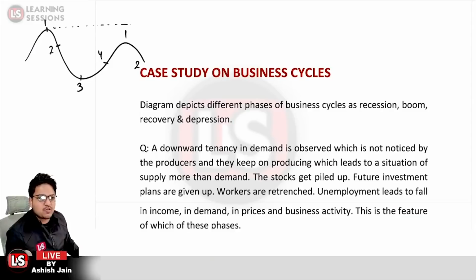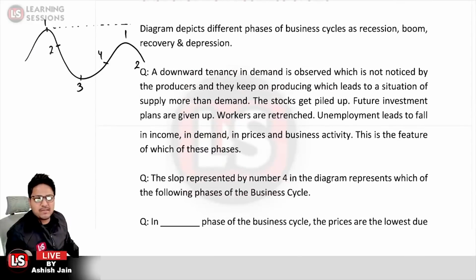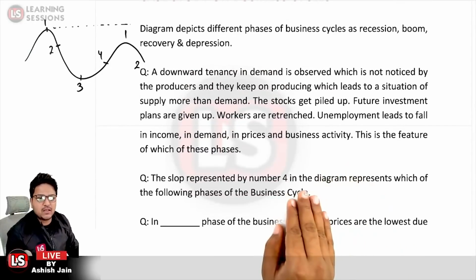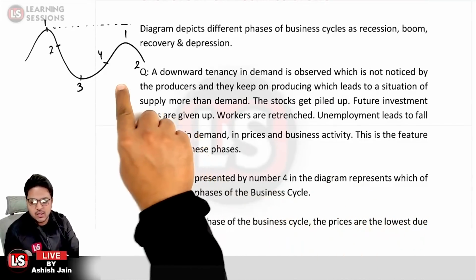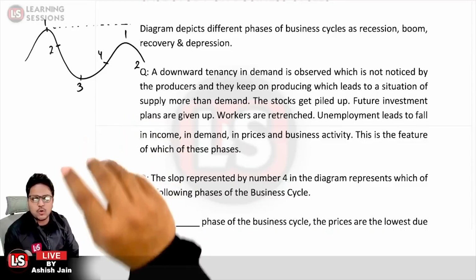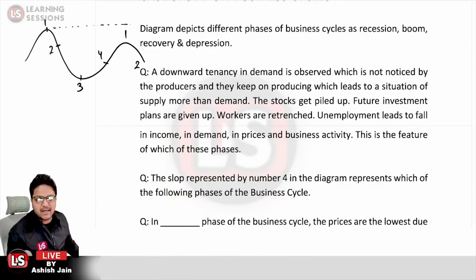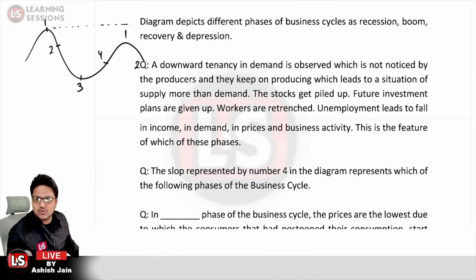Now let's move to the next question. It says the slope represented by number 4 in the diagram represents which of the following phases? That is related to the recovery phase. When you are in the depression phase, that is not going to be there for an indefinite time period. It is going to be recovered, and you will be in the recovery phase. So that is the answer.